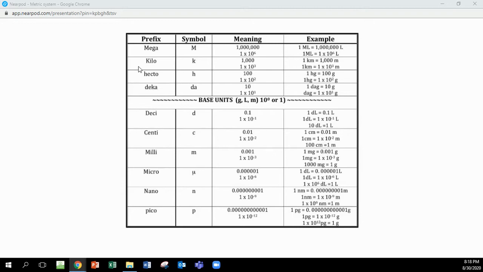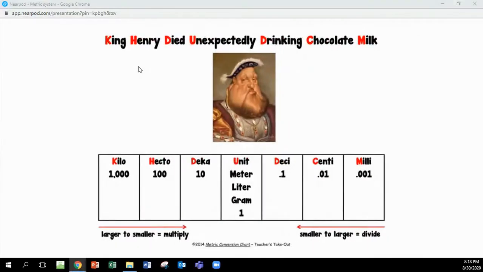There's a way of remembering these, and you should have learned it probably in middle school. It'll probably sound familiar. And for those of you that haven't learned it, now you're going to learn it. So we got King Henry. Poor King Henry. He died unexpectedly by drinking chocolate milk. So kilo, king. Hecto, Henry. Died, deca. Here it says unit, so this is unexpectedly. Sometimes you see it with the word by for base. So unexpectedly drinking, 0.1, chocolate, 0.01, milk, 0.001. That's how you can remember these.